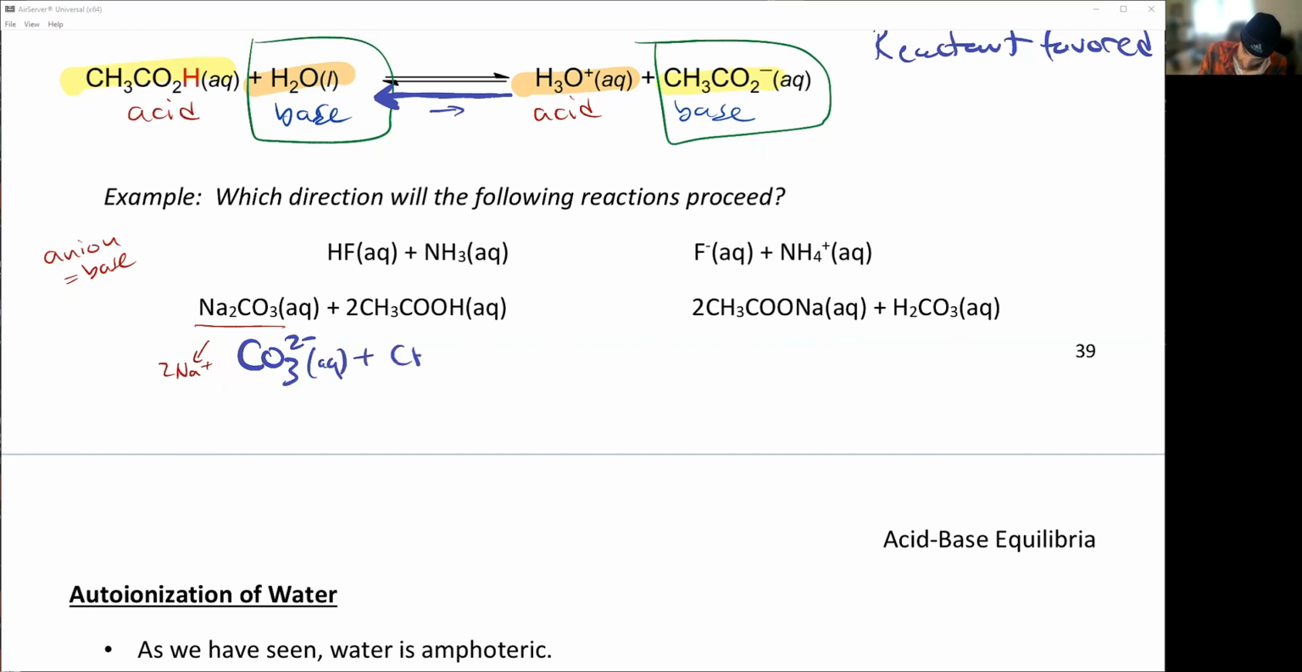Plus CH3COOH. I'm not going to balance this. We don't need to. And then the same thing for the other one. If I get rid of the sodium, I end up with that. All of these are aqueous, so I don't really need to add that. And then H2CO3. You're never going to find something with sodium or group 1 on those strength tables, you're only going to find anions or cations.